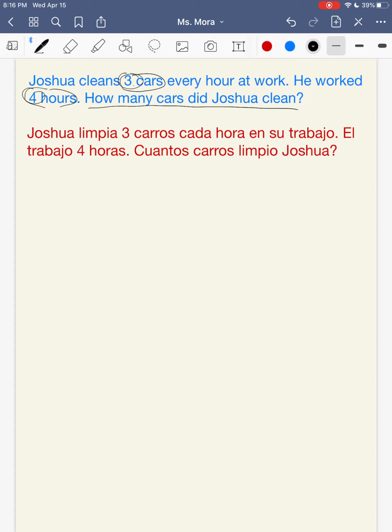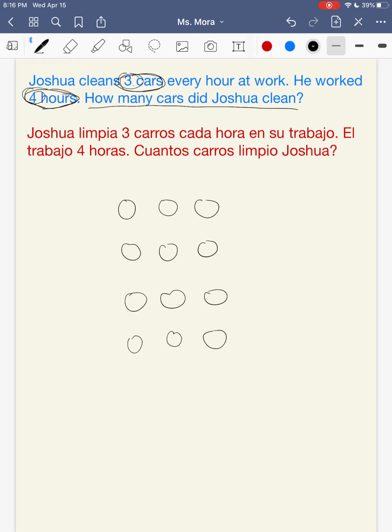So what I'm going to do is, and you can choose to draw either rows or columns. For right now, I'm going to draw rows. So if it's 4 hours, I would draw 4 rows. And it's 3 cars every hour, so I want 3 in each row. And remember, we're not drawing our arrays by drawing the lines and then filling it in. We're trying to draw it without the lines. So I'm going to draw 1 row with 3. So here's 1 row with 3, 2 rows with 3, 3 rows with 3, and 4 rows with 3. And this is my array.